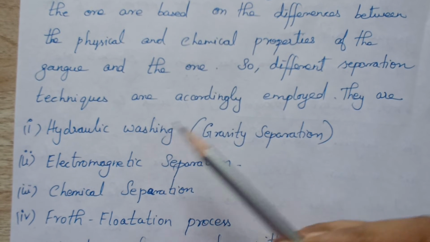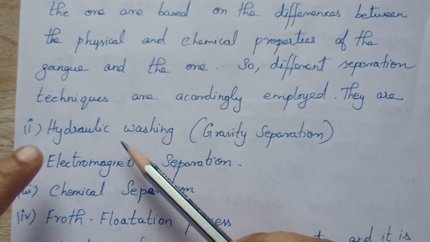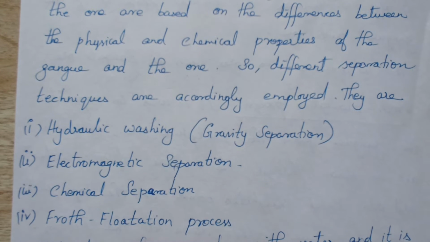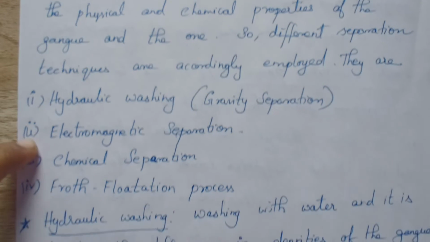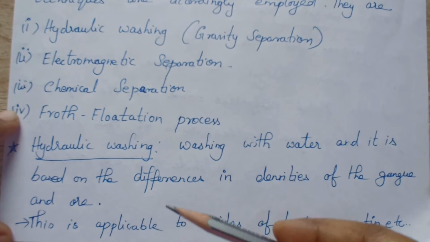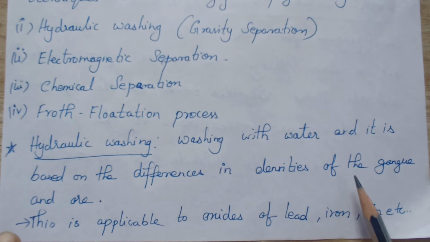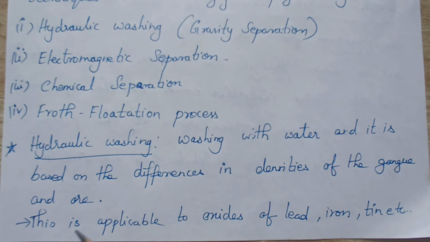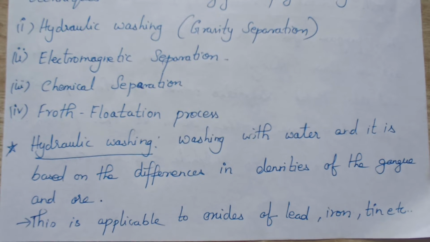Hydraulic washing. On what basis is hydraulic washing used? Based on the density of the gangues in the ore. If there is a large difference between the density of the gangues and the ore, then we'll go for hydraulic washing.